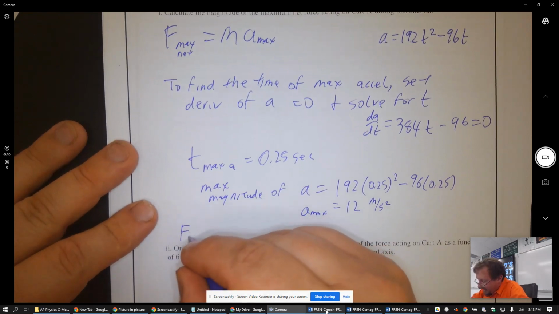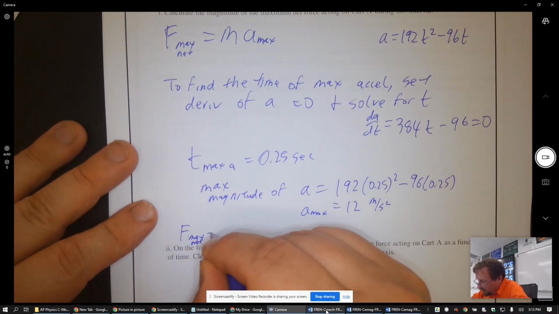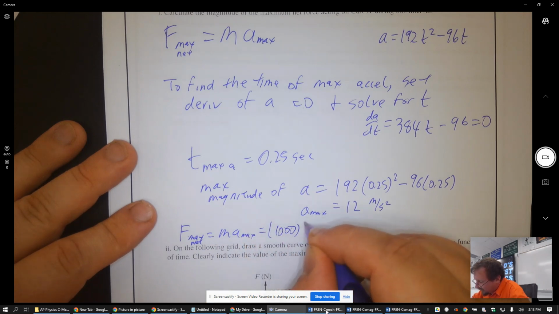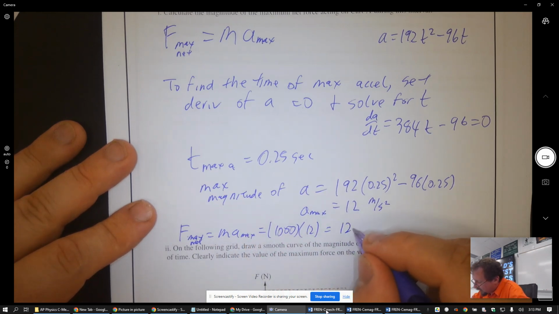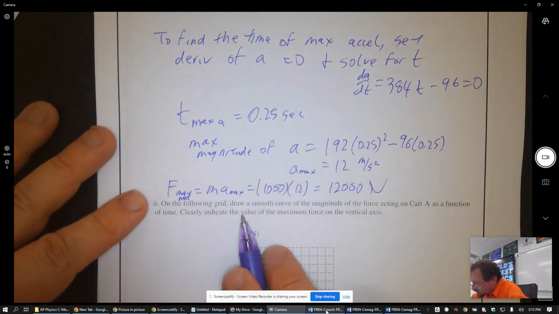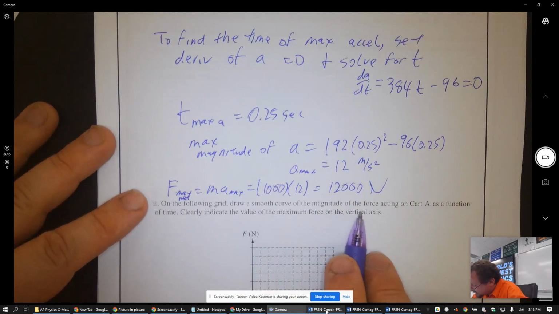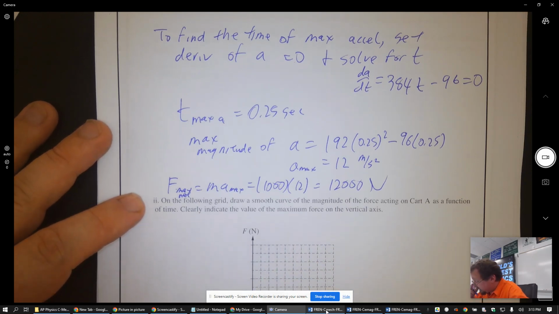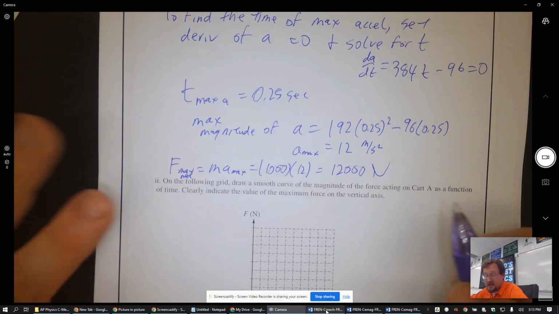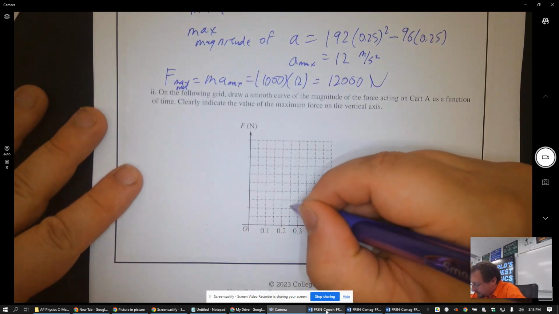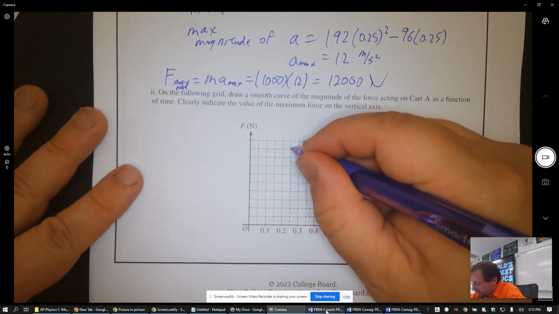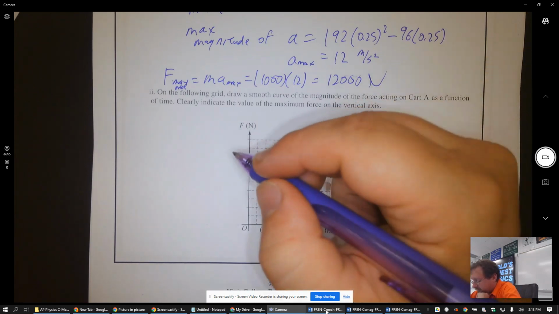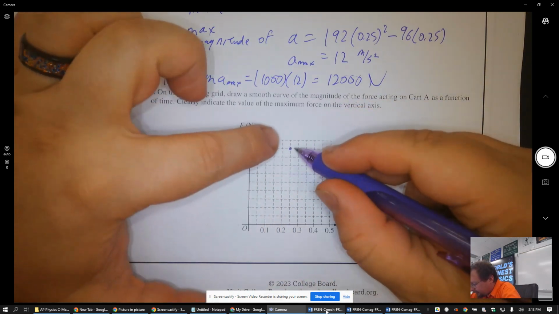Now the maximum net force is m times a maximum, which is going to be 1,000 times 12, which is 12,000 newtons. Draw a smooth curve of the magnitude of the force acting on cart A as a function of time. Clearly indicate the value of the maximum net force. I know that the maximum net force is going to be about right there. Actually, I take it back. I probably would have been a little more careful if it were me.